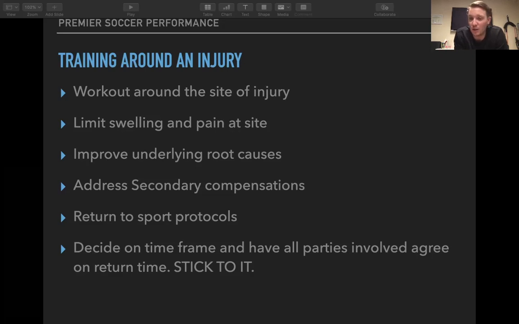And again, I wouldn't do this yourself. I would refer to your preferred physical therapist, sports physical therapist, to go through this rehab process and train around the injury for them. Please do not try and train around injuries yourself. Okay.